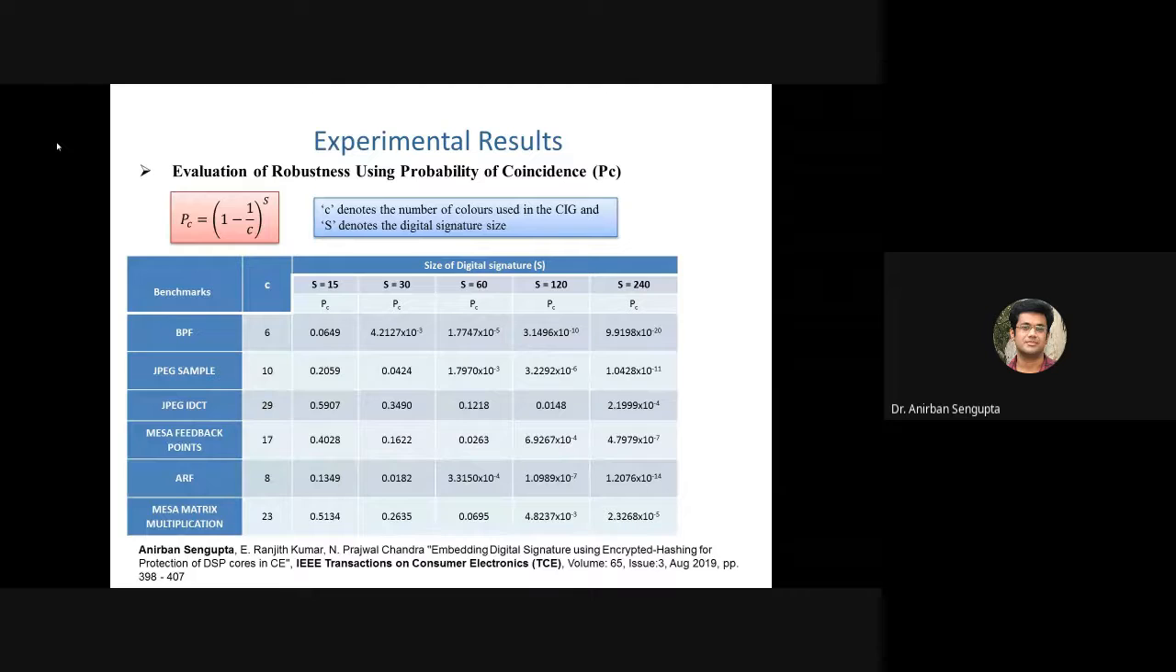If we evaluate the probability of coincidence, which is the evaluation of the robustness of the design, using the function (1 - 1/c)^s, where s denotes the digital signature size and c denotes the number of colors in the CIG, we see that as the size of the digital signature grows, the probability of coincidence reduces, which is a good indication because it indicates that the design is robust.